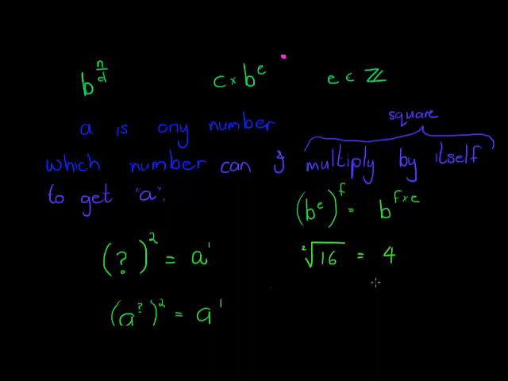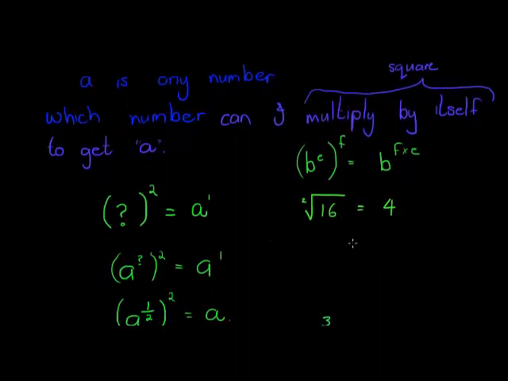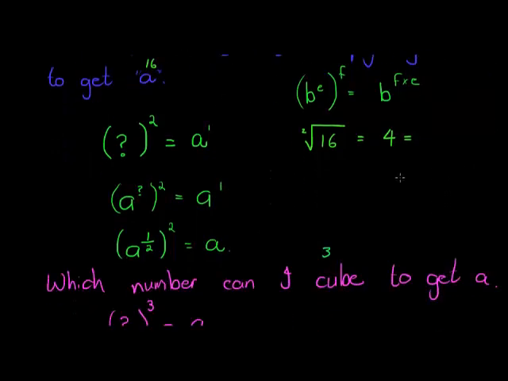4 squared is 16. So a is equal to 16, and the question is which number must I square, or multiply by itself, to get 16? The answer is 4. In this case, the number that we had to square was a to the power of a half, in other words, 16 to the power of a half. That means that 16 to the power of a half, not a quarter, is equal to 4. Does that make sense?